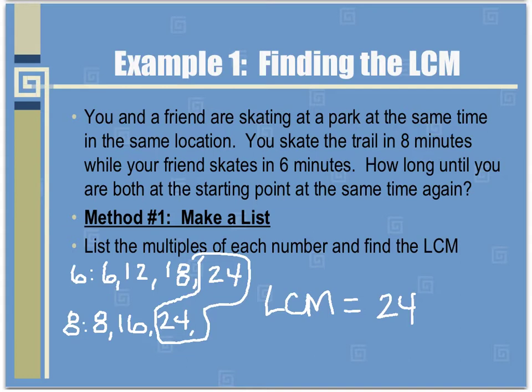So what does that answer mean? What does this 24 mean? Well, again, let's look back at the question. How long until you are both at the starting point at the same time again? Well, 24, we're talking about minutes. So if you both start at the same time and start skating, at the 24-minute mark, okay, not 24 more minutes, but at the 24-minute mark, you'll both be in the exact same location again.